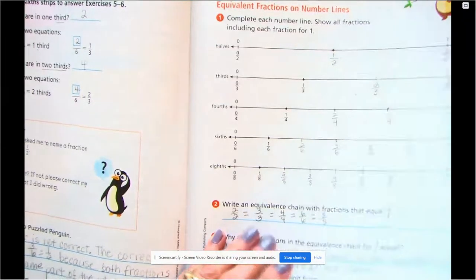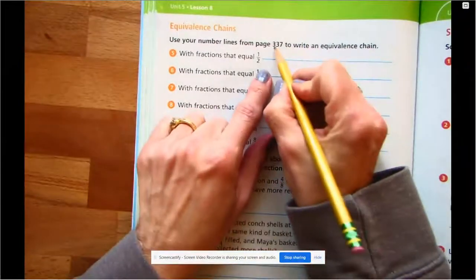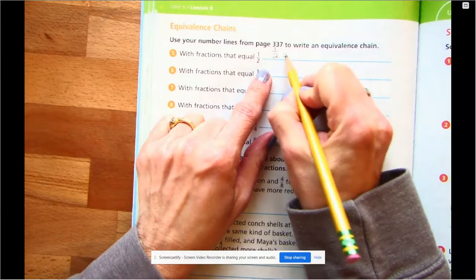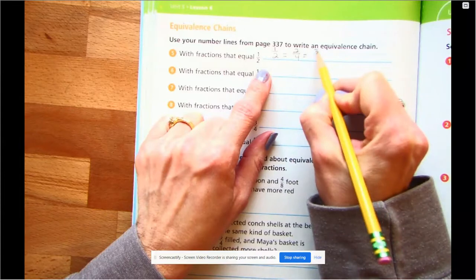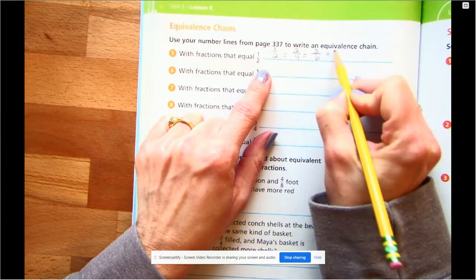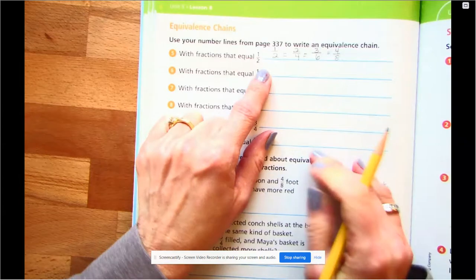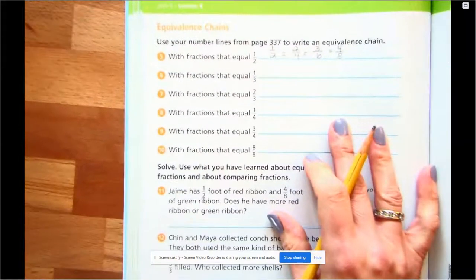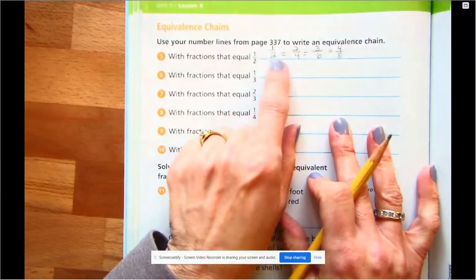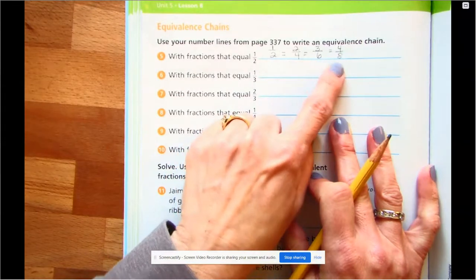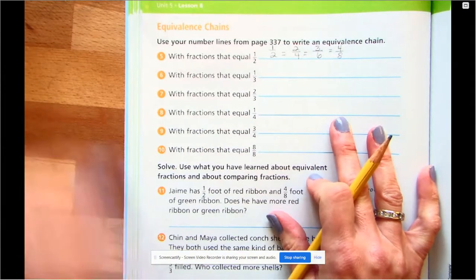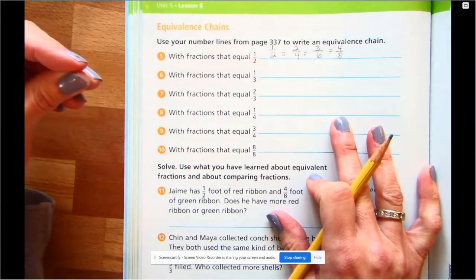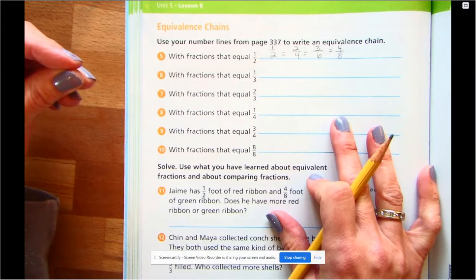So we're going to flip back and we're going to write on this top line, 1/2 is equal to 2/4. It's also equal to 3/6, and it's also equal to 4/8. And if I used my fraction strips and lined up the ones that are in halves, fourths, sixths, and eighths, it would be the same thing, right? I would be able to prove it using my fraction strips. So you can really use those when you're solving number line problems as well, okay?